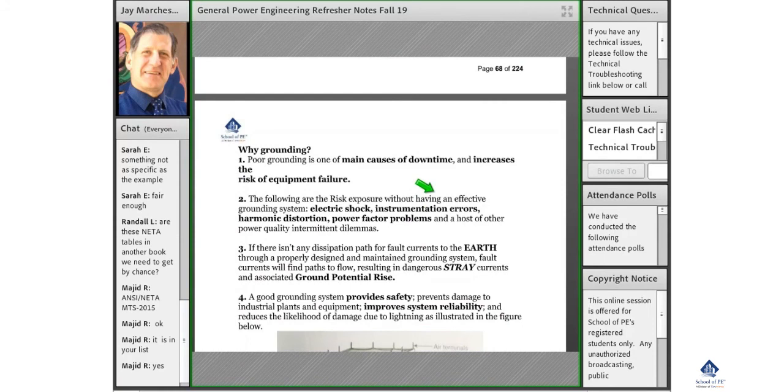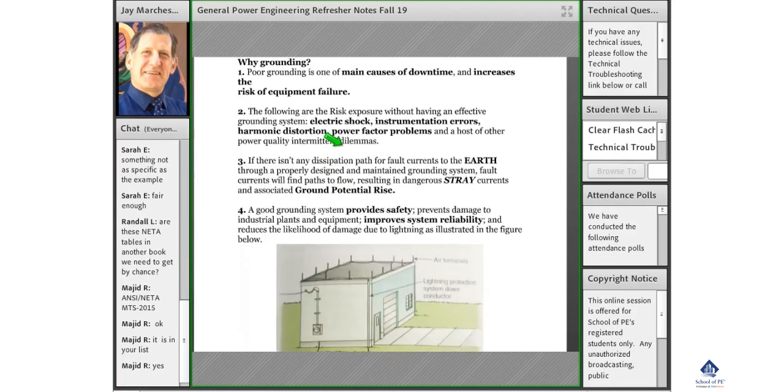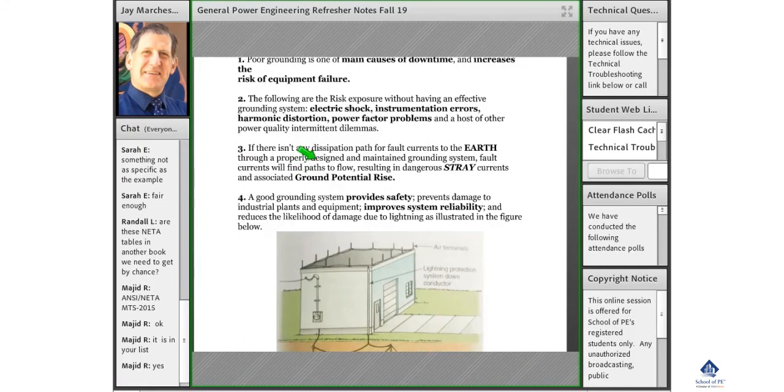So why grounding? Well, if you don't have proper grounding, you increase the risk of equipment failure. It's a big cause of downtime. So the following are risks, the risk exposure without having an effective grounding system. You can have electric shock, instrumentation errors, harmonic distortion, power factor problems, and a host of other issues.